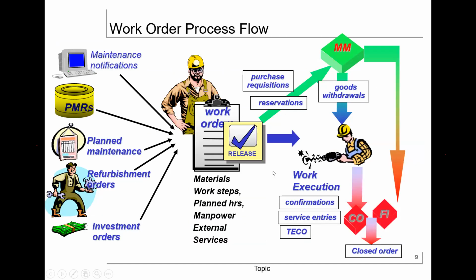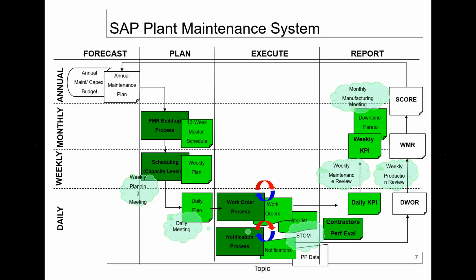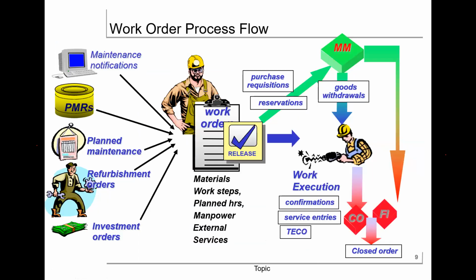And now the last slide. Okay, the work process. You can see in the slide before, I'm just going two slides back. Here you see the execute, right? Execution with the work order process. So this small work order process is like this. For the work order, there are several inputs. It means there are several reasons to create a work order: through notification, through planned, through refurbishment. So many reasons out there.